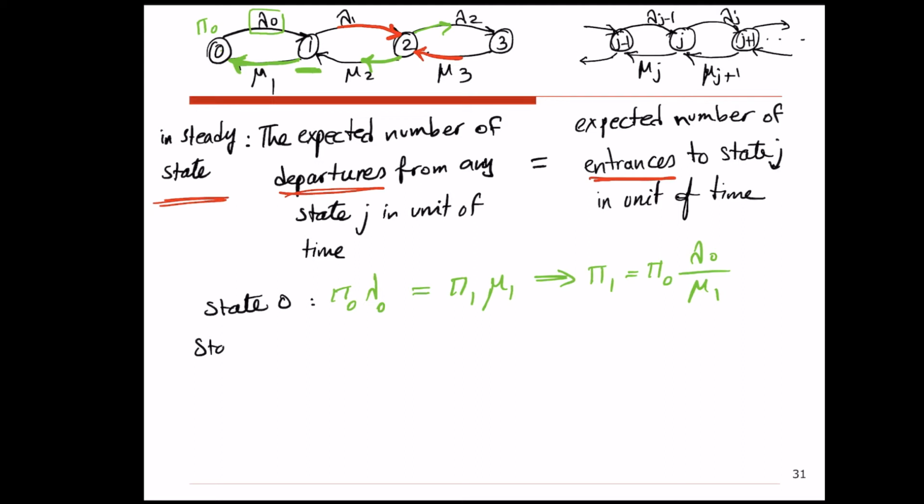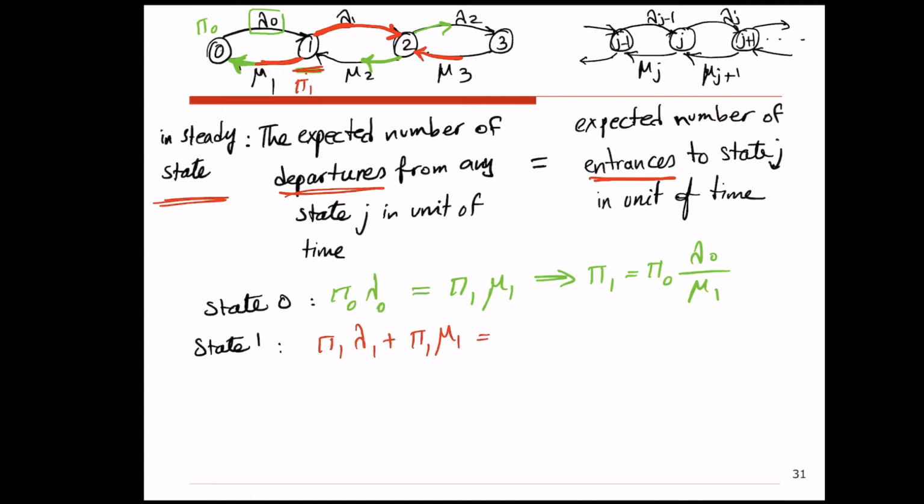How about state 1? For state 1, I can depart this state through these two arrows, right? This one and this one. This happens if I'm at state 1 with probability of pi 1. So I can depart this state if I'm at state 1 with the rate of lambda 1, or if I'm at state 1, pi 1, with the rate of mu 1. These are the two branches that would allow me to leave state 1.